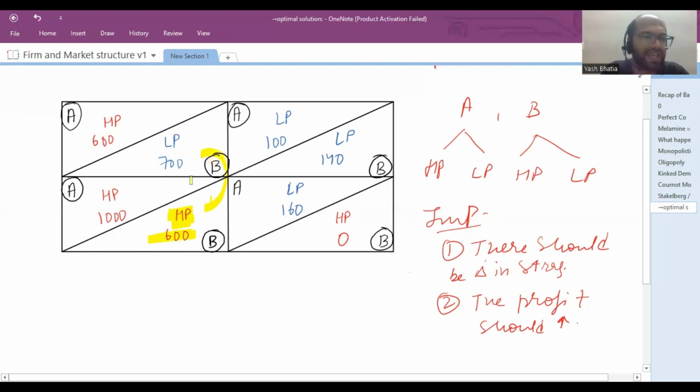Yes, because there is a change in strategy and there is more profit for B. So B would like to operate in this quadrant. Okay, this is the optimal quadrant for B and this is the optimal quadrant for A.